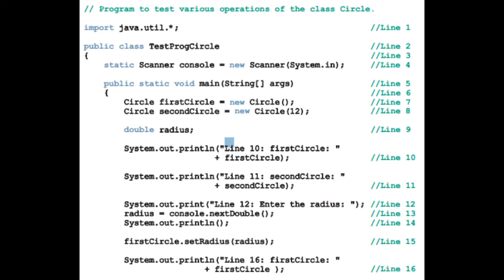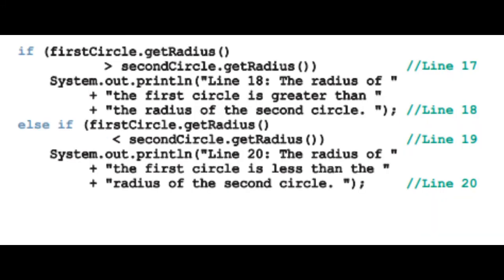In line 12, we ask the user to enter the radius. In line 13, the user enters the value for the radius. In line 15, we set the radius of the first circle to be equal to the radius entered by the user. In line 16, we display the first circle. In line 17, we have a condition. If firstCircle.getRadius() is greater than secondCircle.getRadius(), then we display in line 18 that the radius of the first circle is greater than the radius of the second circle.